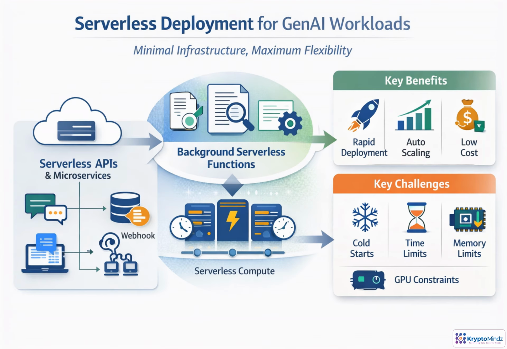Serverless is a good fit when GenAI tasks are short, event-driven, and intermittent. Examples include prompt routing, lightweight API orchestration, webhook handling, embedding calls, or background document processing, such as summarization and metadata extraction. The payoff is speed. Deploy quickly, scale automatically, and avoid paying for idle capacity.